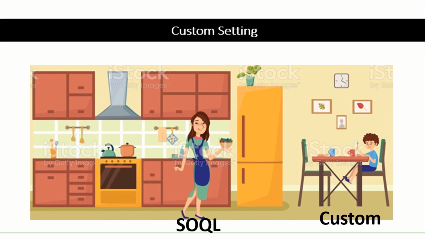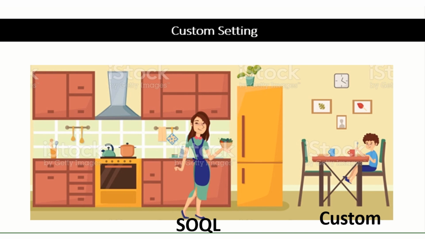A better explanation: the quickly accessible thing is a custom setting. And whenever mom goes to prepare in the kitchen, it's a kind of SOQL. So this boy is actually free. If he wants to drink the water, he is able to do that easily. This is what a custom setting is. Hope now it is clear to you as a normal flow. Now we are going ahead.